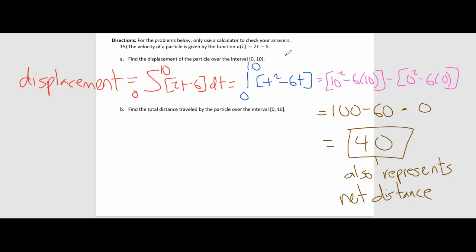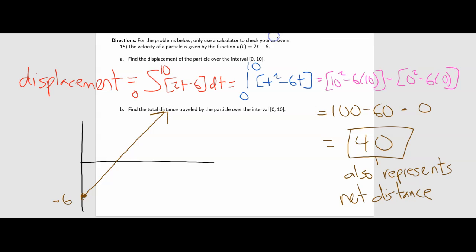Now comes the tough part. We've got to try to figure out the total distance by hand from 0 to 10. So remember, we need to try to break the velocity function up by when it's above the x-axis and when it's below. So if I'm looking at a velocity function, and this one's actually pretty straightforward because it's a linear function. Our y-intercept is negative 6, and there's a slope of 2. So our velocity function looks something like that.